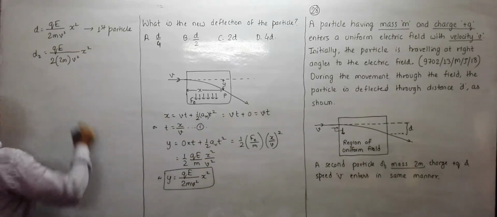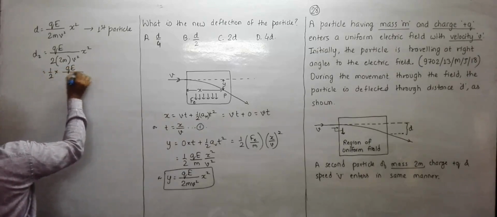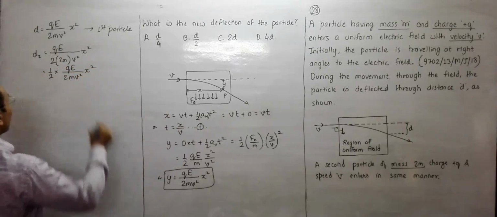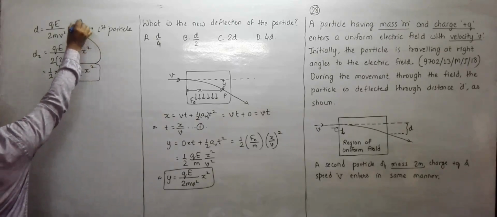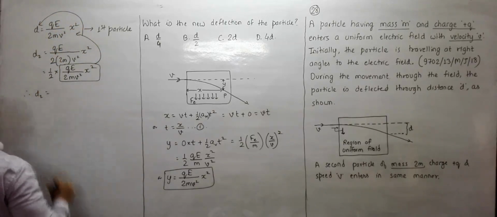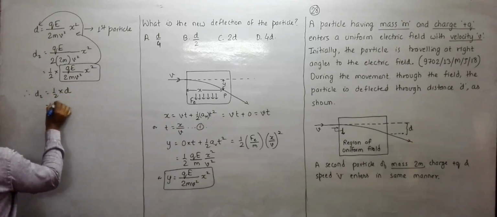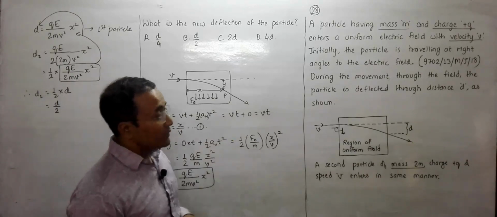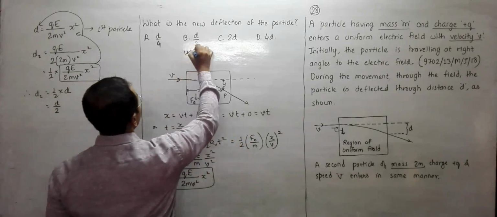Everything else is the same. So this will be equal to 1 by 2 into qE by 2m v square, x square. Now this is exactly the same as the first expression. Therefore d2 is equal to 1 by 2 into d, or simply d by 2. So that means the new deflection is half of the previous deflection. That's why the correct choice is choice number B.